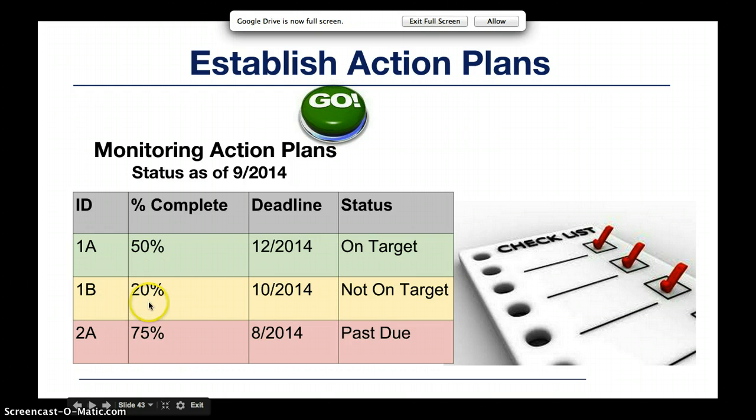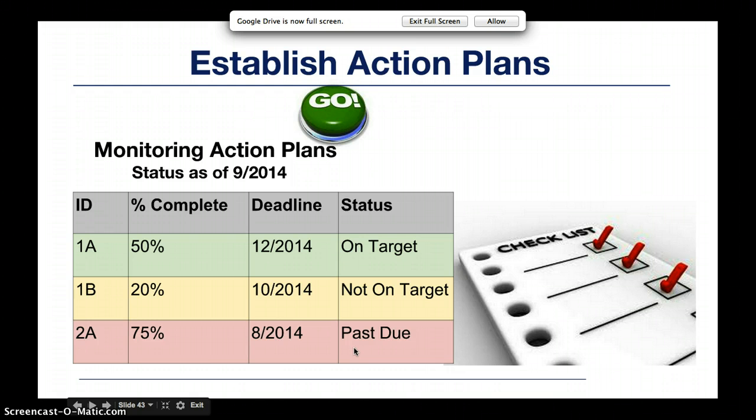Next one, it's a yellow, so it's not on target, and let's see why. It's 20% complete, and we only have a month to go, and these are really quarterly goals. So as of today, we're only 20% of the way, so we're not on target with this. And let's look at the last item here. We're 75% complete, which is pretty good, but the deadline was last month, so we're past due, so not so good.